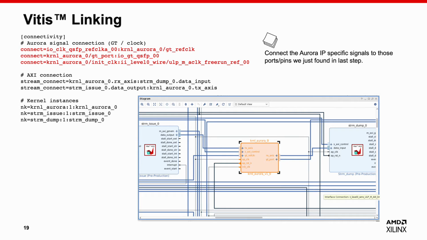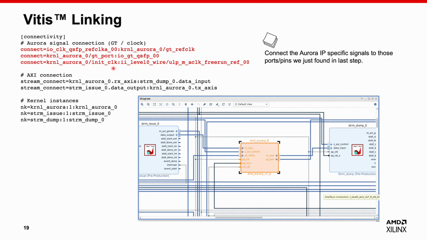Now we need to finish the integration, namely Vitis linking. The Vitis linking step is the same as a normal Alveo platform-based acceleration design. We just need to specify some additional connections for the Aurora IP. These three lines highlighted in red correspond to this additional setting: GT reference clock, GT data bus, and the init clock. We use the platform signal names we got from the previous step in the linking configuration file.